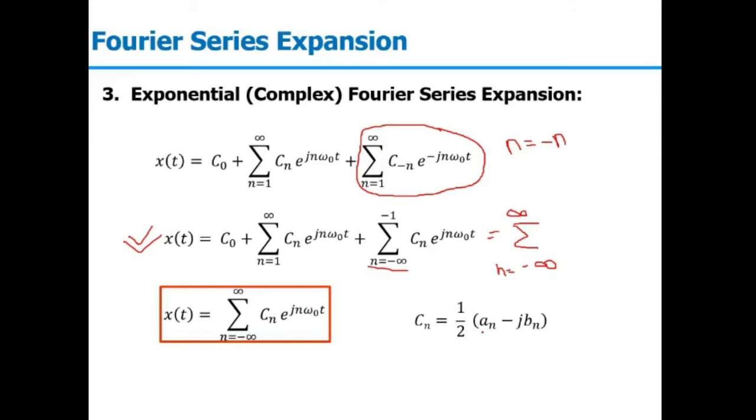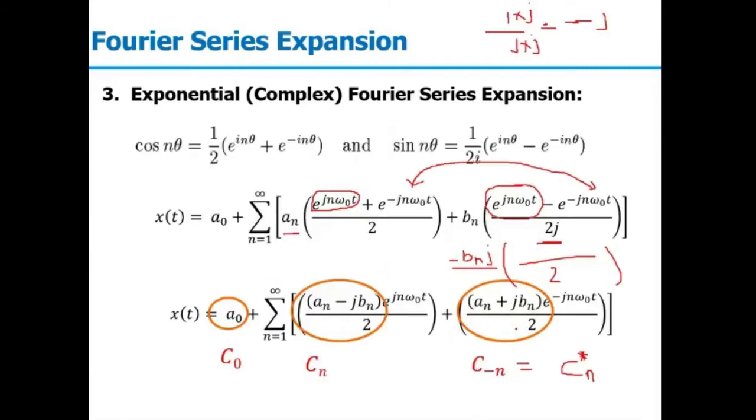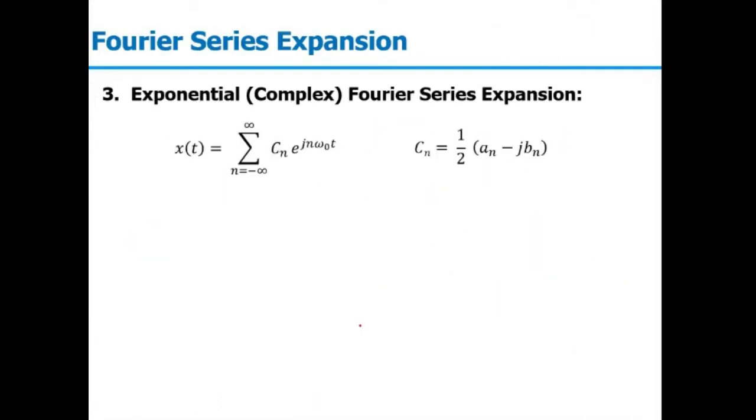where c n is nothing but half of a n minus iota b n. Right, that part you can see from the previous slide. Here we said c n is a n minus j b n by 2. So that is our c n. So in the complex Fourier series expansion, x of t is represented in terms of c n, where c n is the complex Fourier series coefficient, which is given as half of a n minus iota b n.